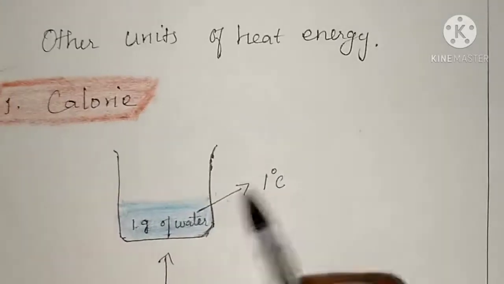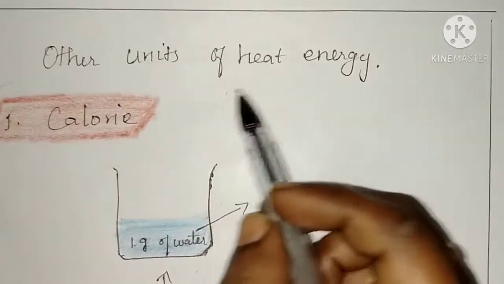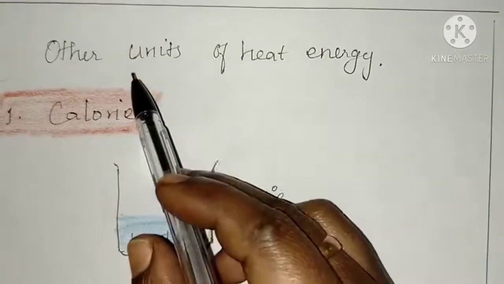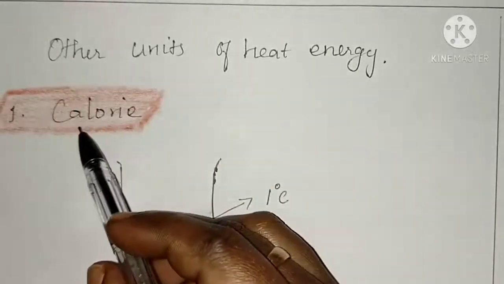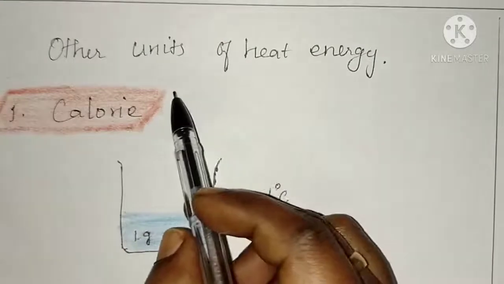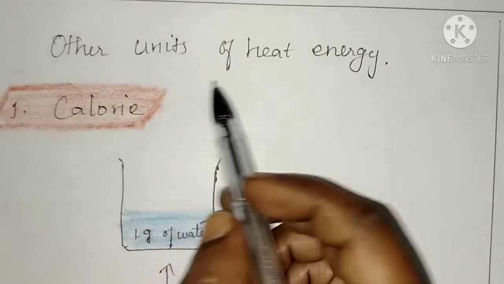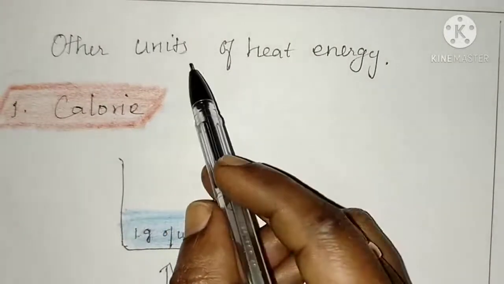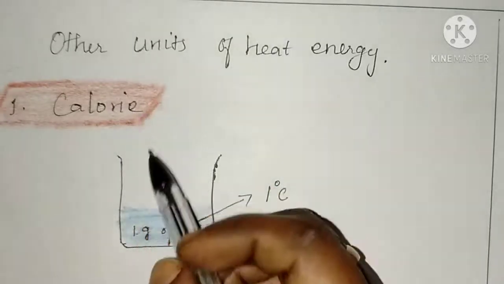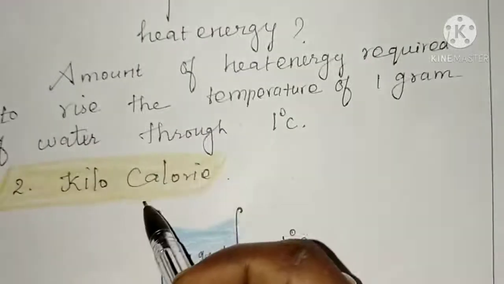So next we are going to learn the units of heat energy. You already learned the SI unit of heat energy, that is joule. What are the other units of heat energy? The first one is calorie, which is one unit of heat energy. So the SI unit of heat is joule, and the other units are calorie and kilocalorie.